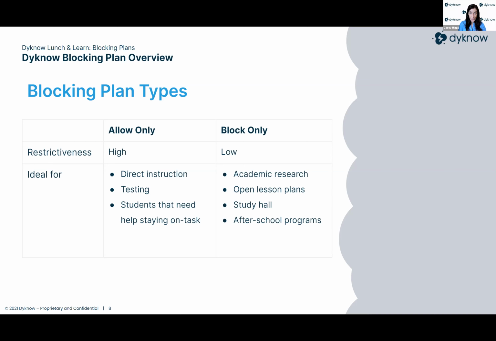So enforcing an allow only blocking plan, this means that students can only access the websites and apps that you've listed in your blocking plan. Everything else on their devices is blocked. And this makes allow only blocking plans really ideal to use when students are testing, when you've got direct instruction, etc. On the other hand, we've got block only blocking plans. Those are really just the reverse. Students can access anything on their devices except the websites and apps that you list in a block only blocking plan, which makes them perfect for classes that have more flexible lesson plans, maybe if students are doing academic research, those types of situations.